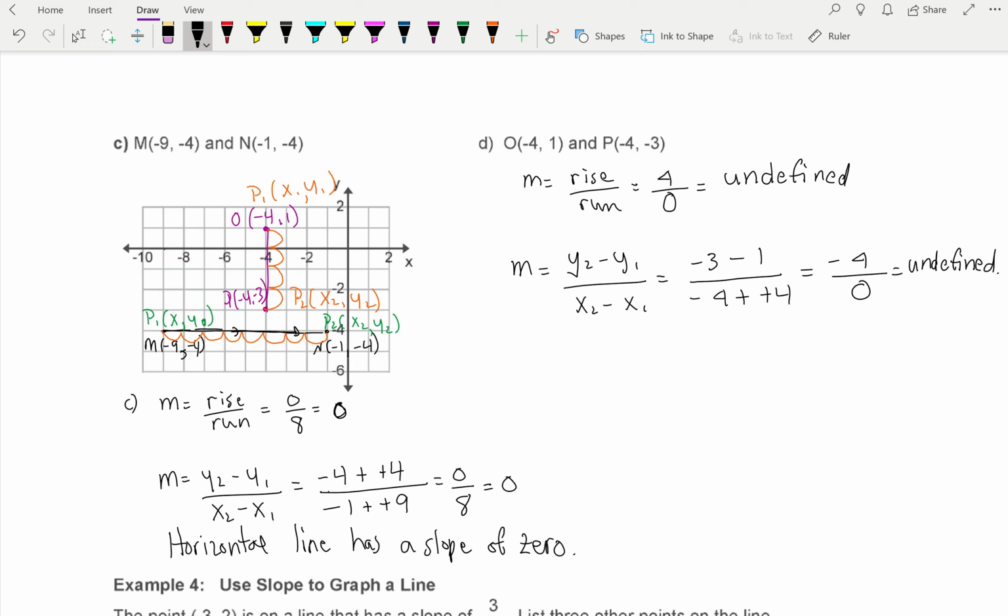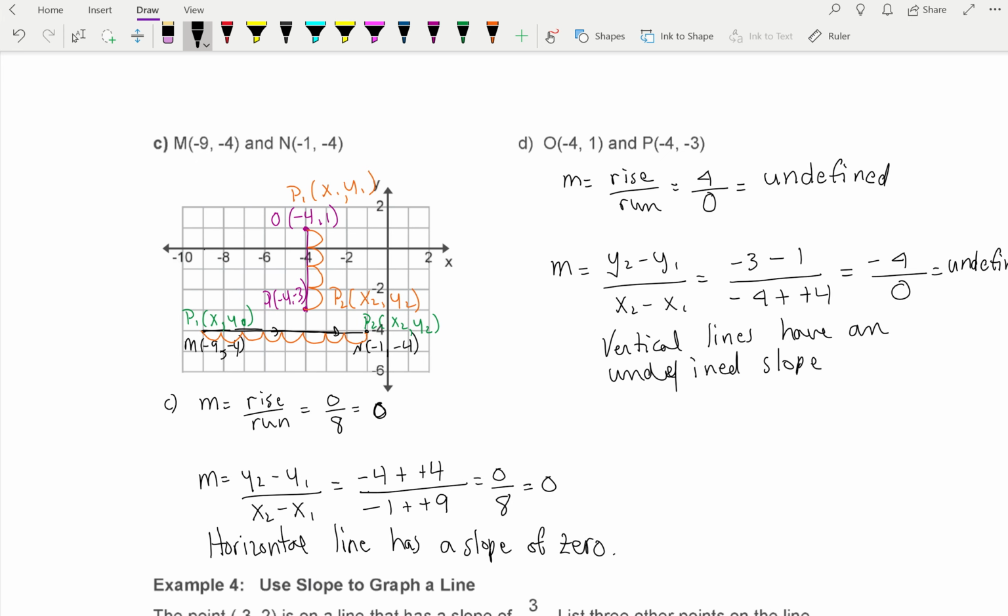Okay? And remember from a previous video, vertical lines have an undefined slope. Okay, all right, so that concludes example number 3.